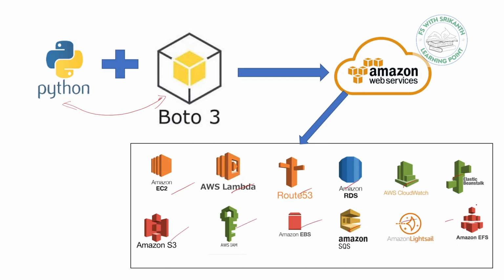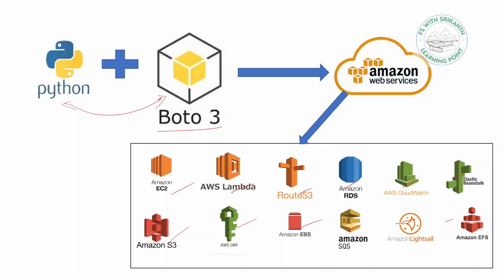So boto3 is a Python library developed by AWS for interacting with AWS services. It serves as an SDK, providing a comprehensive set of APIs for developers to work with AWS resources. boto3 simplifies the process of interacting with AWS services by abstracting away the underlying complexities.